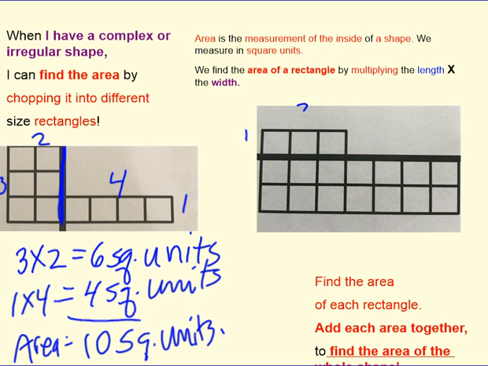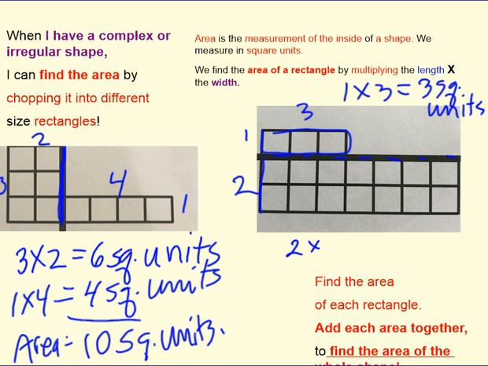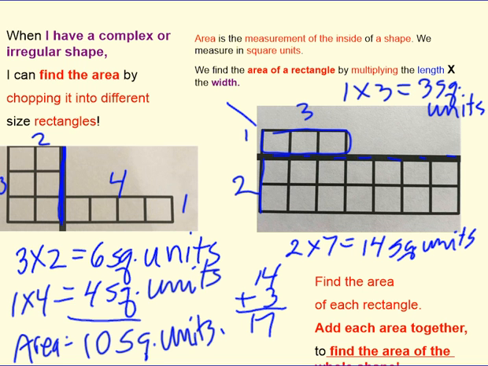Here's another example. If I have a 1 by 3, that's 1 times 3 for this rectangle to find the area, which equals 3 square units. And then here I have a 2 by 7. So 2 times 7 equals 14 square units, because it's the inside of the shape. And then if I add 14 plus 3, which equals 17, so the area of this shape equals 17 square units.